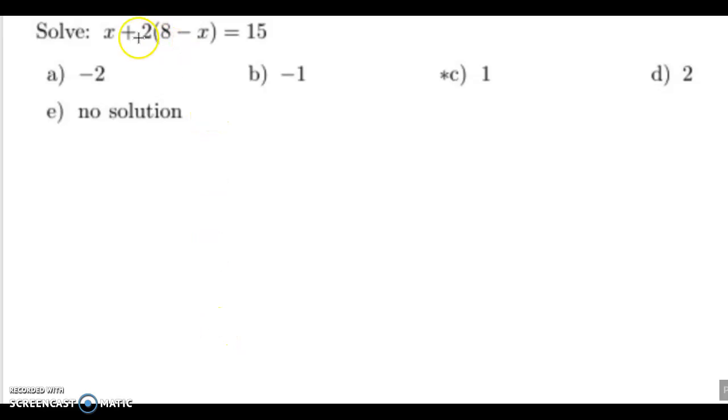It says to solve this equation. The first thing I have to do is circle whatever is on the outside of the parentheses to distribute it to each term on the inside. So hopefully you guys are remembering how to do this.